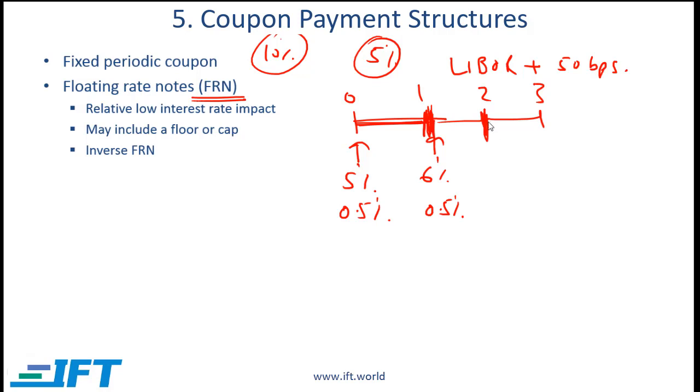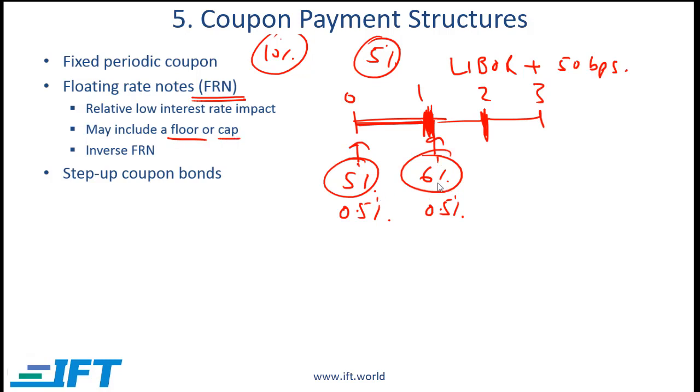A common exam question would be to give you LIBOR over here, and ask you about the coupon payment over here. Remember, the coupon payment is based on the interest rate at the start of the period. Floating rate notes may include a floor or a cap. The idea here is straightforward.